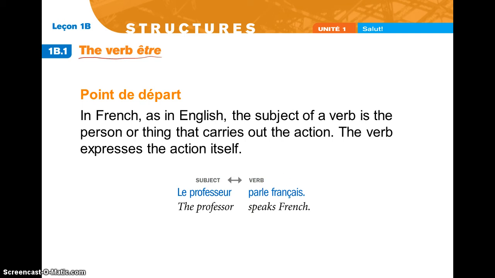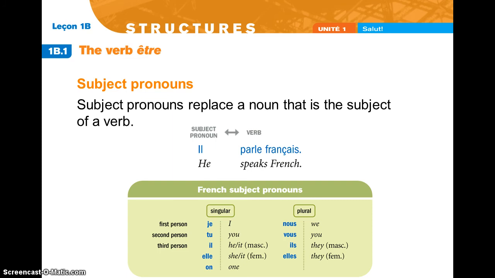When we're talking about someone, we'll probably say more than just one sentence about them. The same would be true of a thing. We'll want to find some word to stand for that subject. So what we're going to use next is called a subject pronoun. Make sure you write subject pronouns and include the explanation that subject pronouns replace a noun that is the subject of a verb. So, in this sentence here, we have the subject pronoun il, meaning he.